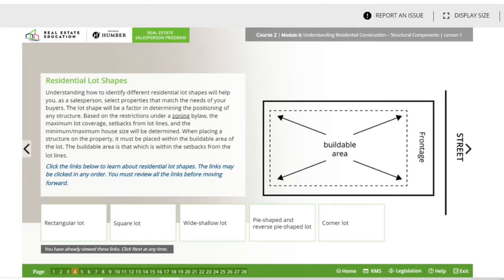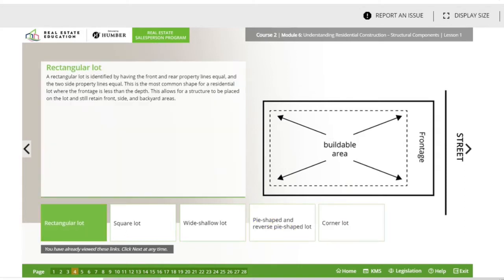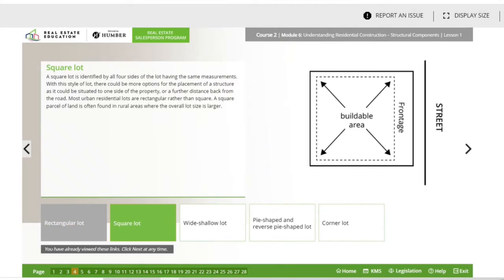Residential lot shapes: there's rectangular, square, wide shallow, pie-shaped and reverse pie-shaped lots, and then there are corner lots. Rectangular lots are identified by having the front and rear property lines equal and the two side property lines equal. Square lots are identified by all four sides of the lot having the same measurement. With this style of lot, there could be more options for the placement of the structure, as it could be situated to one side of the property.